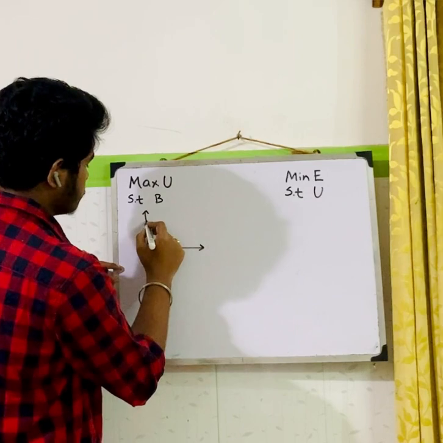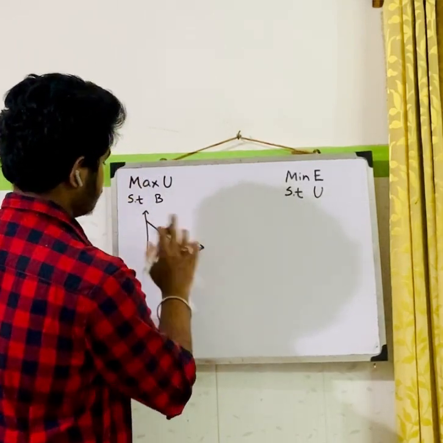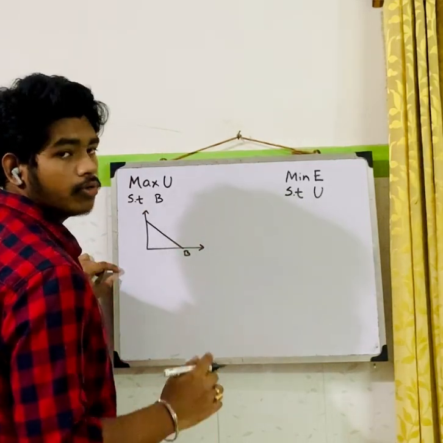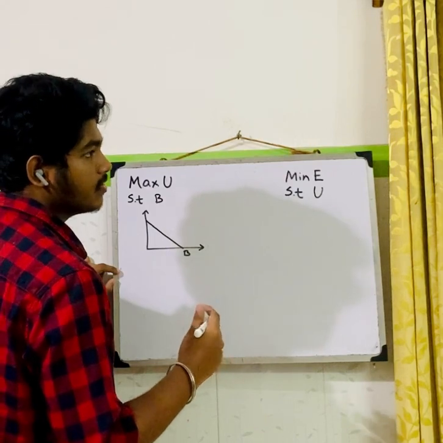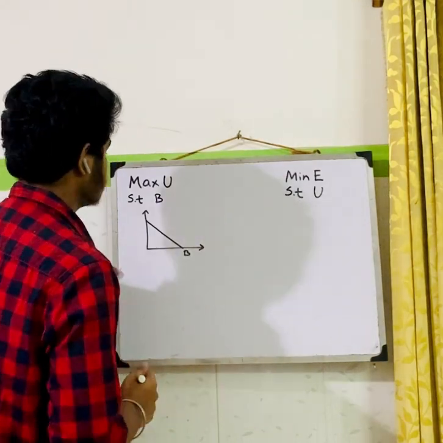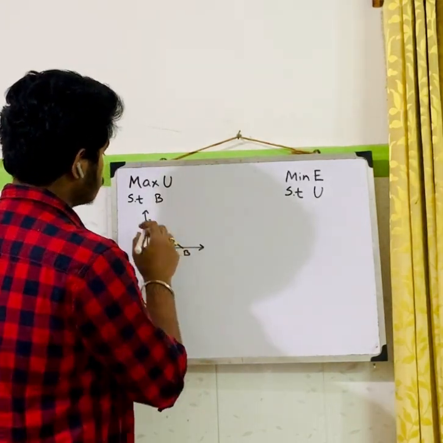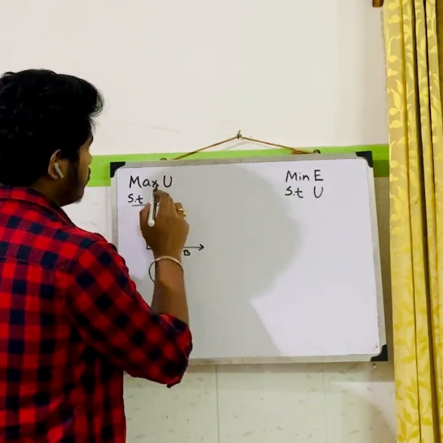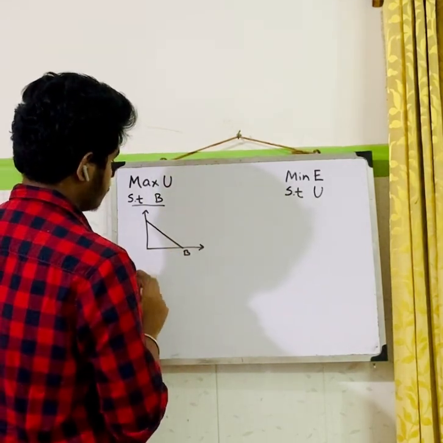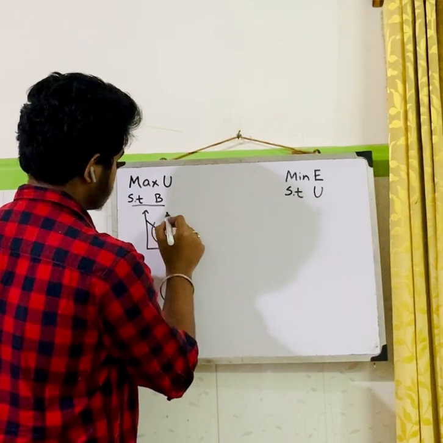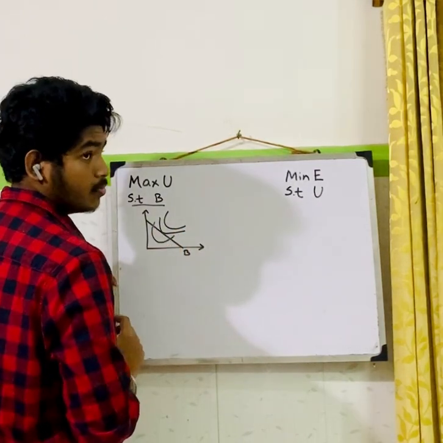we have a budget constraint. So this is budget constraint. Now we have to maximize our utility. So utility is given by ICs, indifference curve, right? So when our IC will be maximum subject to this budget constraint, when our IC is tangent to our budget constraint. So our ICs may be like this, this, this. So this is the tangency point.